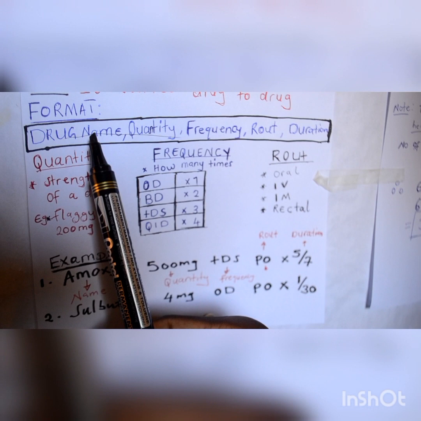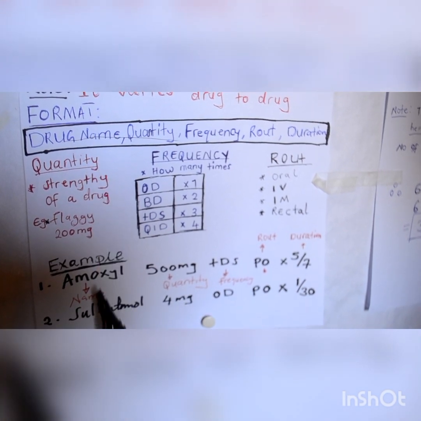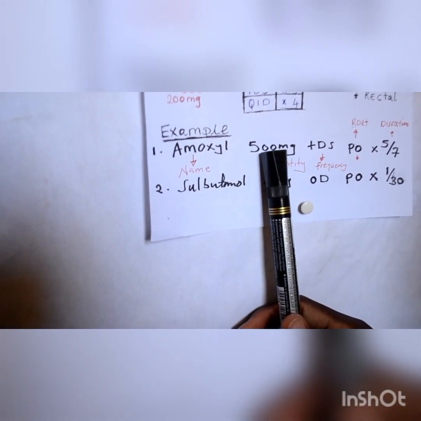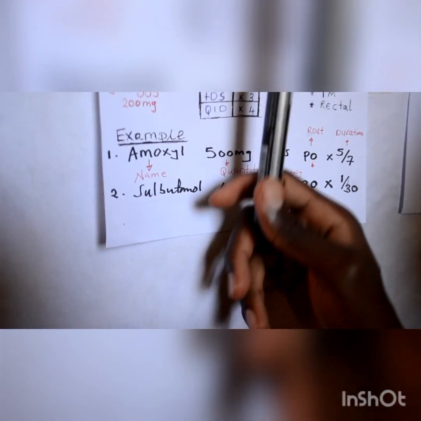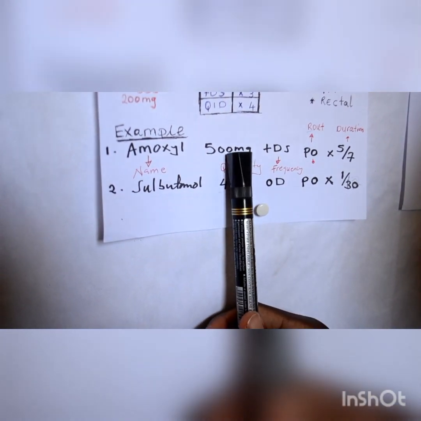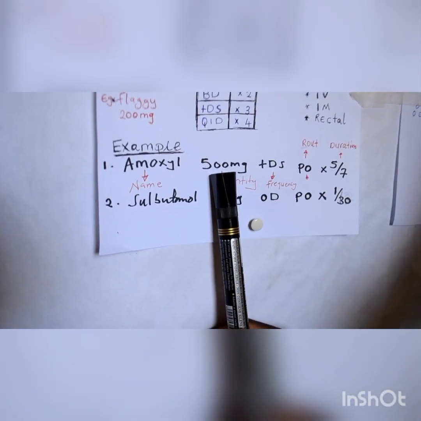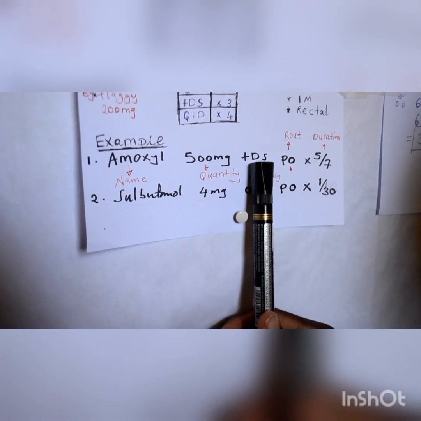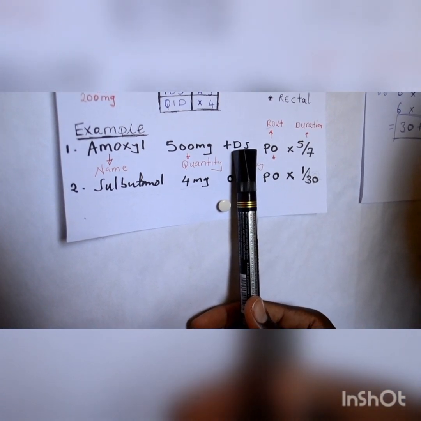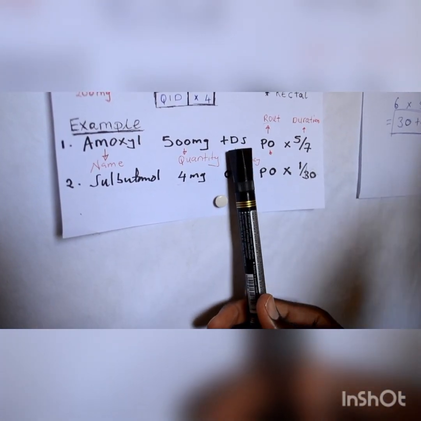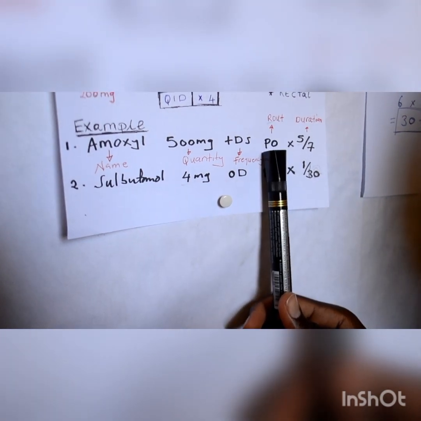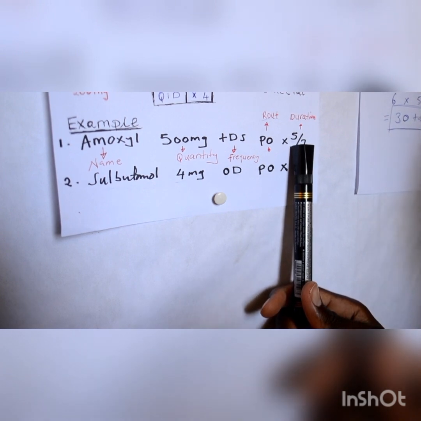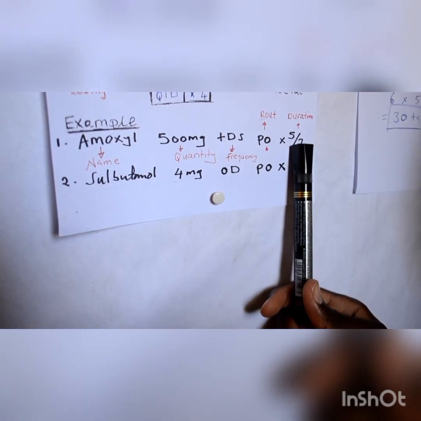The format says the first thing here is the drug name, Amoxil. Then we come to the second part, which is the quantity according to our format up here. The quantity for Amoxil is 500 milligrams. Then the third part, the frequency, which is TDS, 3 times a day. Then the route of administration, it's oral. Then the duration, it's 5 out of the 7 days in a week.